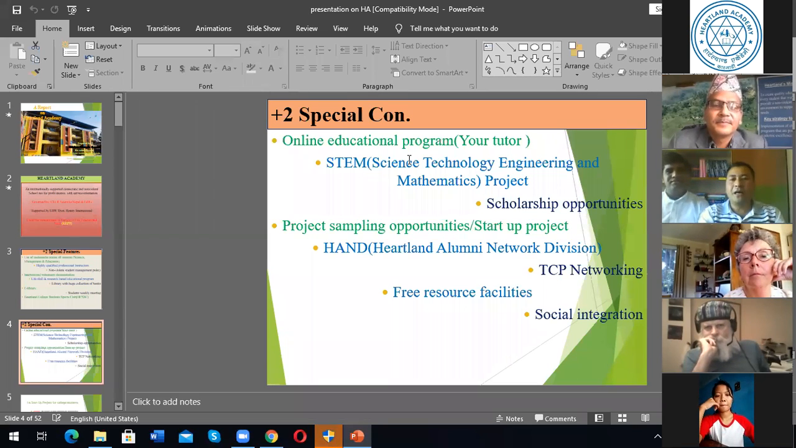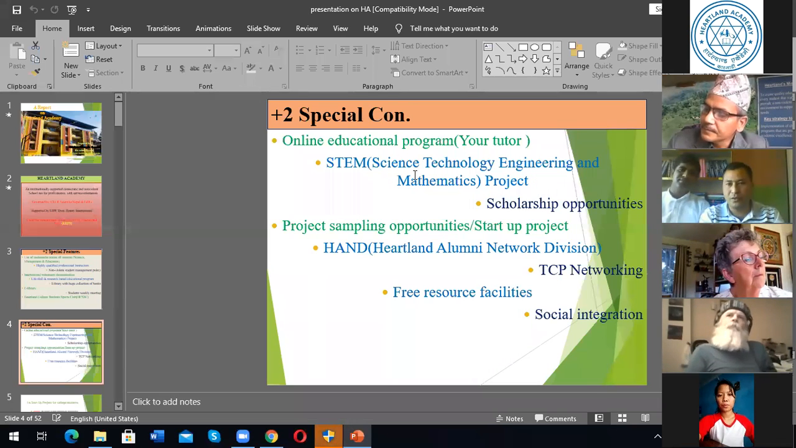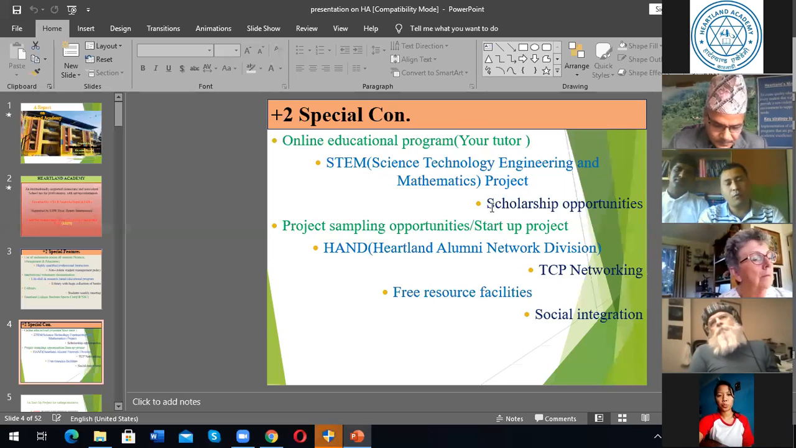Similarly, STEAM, this is a common term. I mean, everybody knows this, and in a democratic school, I believe STEAM is a common and most important program for the students. And in Heartland Academy also, we are providing this facility to the students, and students are working on this. And there is a scholarship opportunity for college level students and school level students.